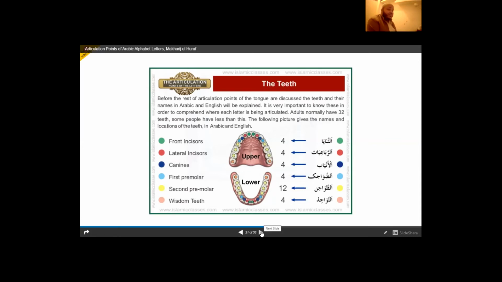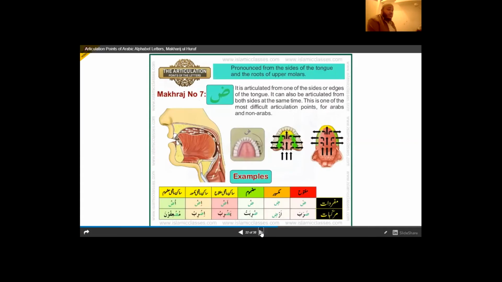Now, moving on. Dad. This letter we mentioned in our previous lesson. It is by far the hardest letter to pronounce. Dad. It is the hardest letter to pronounce.